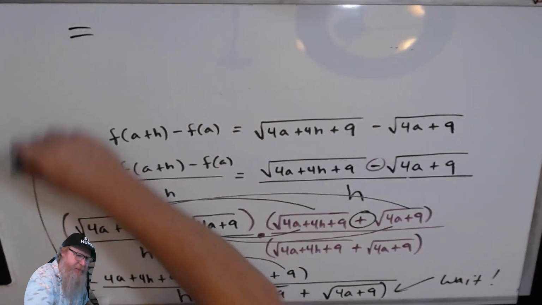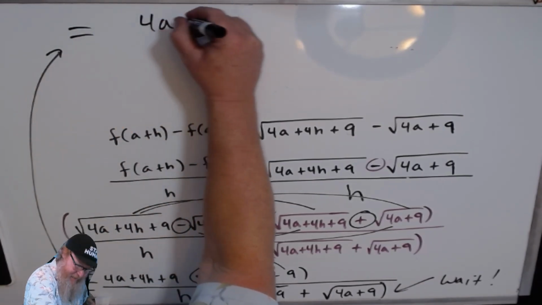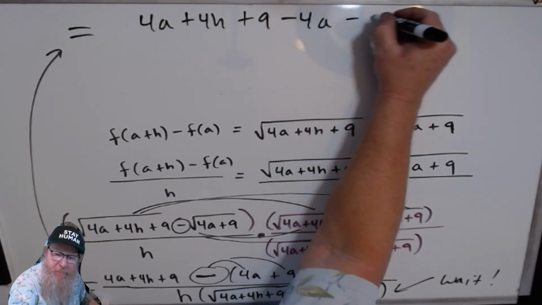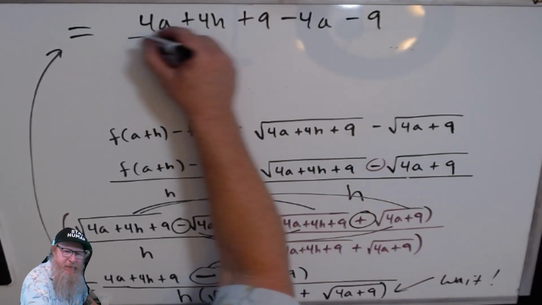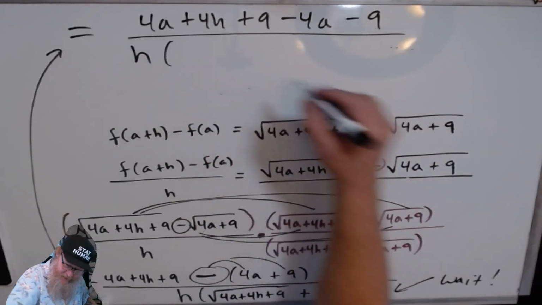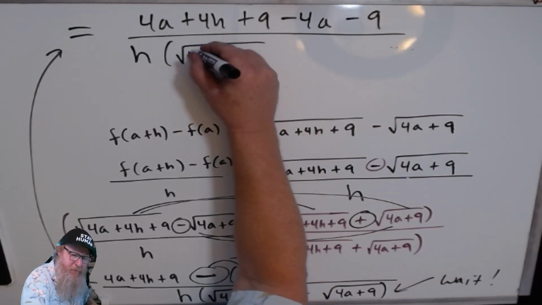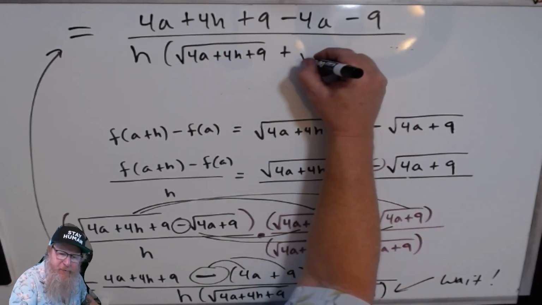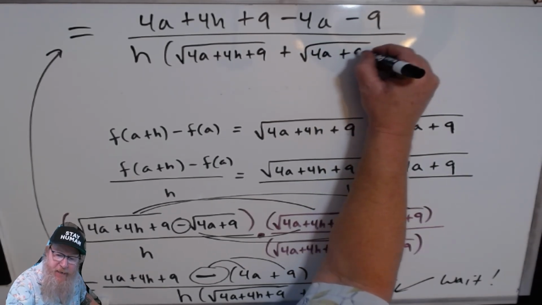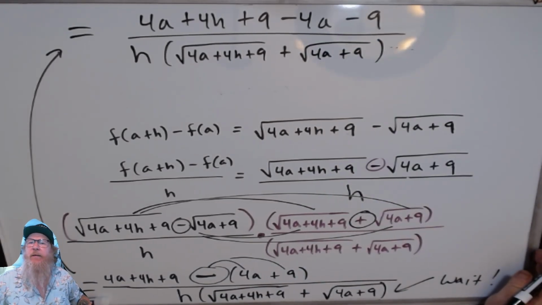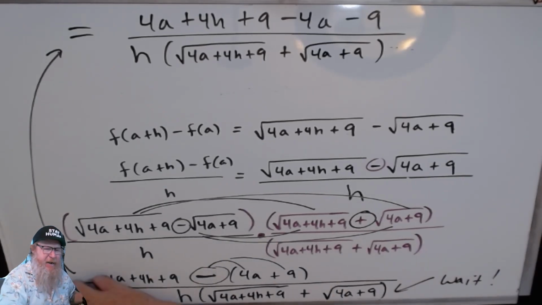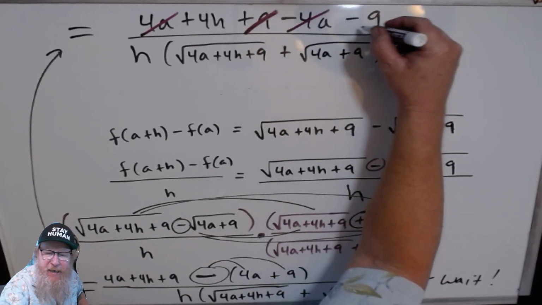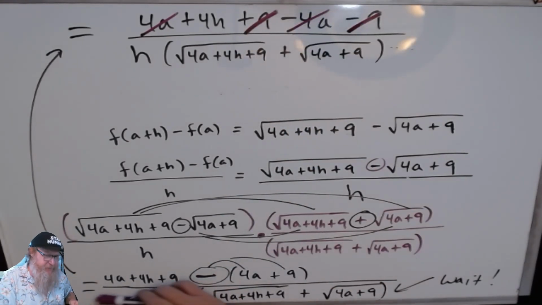So this minus sign is going to distribute. And you're going to get 4a plus 4h plus 9 minus 4a minus 9 all over h times the square root of 4a plus 4h plus 9 plus the square root of 4a plus 9. Now, the 4a, the negative 4a, the positive 9, and the negative 9 are going to cancel.